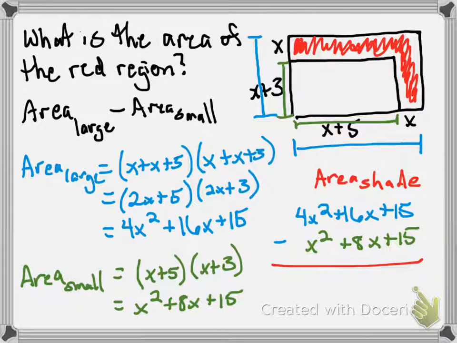So 4x squared minus x squared is 3x squared. 16x minus 8x is going to be 8x, and then the 15s would cancel out. Now, one thing that I did kind of skip was to make this addition and turn these all into subtraction, but as you can see, 4 with a negative 1 is 3, 16 with a negative 8 is 8, and then 15 with a negative 15 just goes away. It would be 0. But anyway, that's an example, and hopefully it helps.